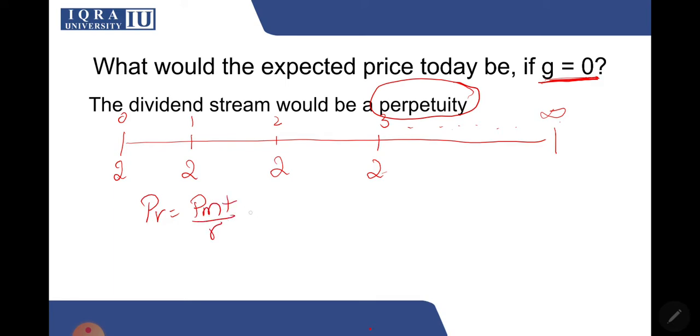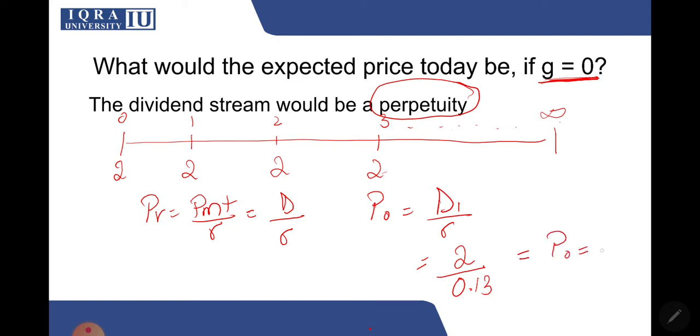So in this case your PMT is the dividend and you will divide it by R over here. So if you're calculating P naught, this will be the formula in that case. So the dividend is 2 and the required rate of return was 13%. This is in continuation to the question we began with. So the rate is still 13%.